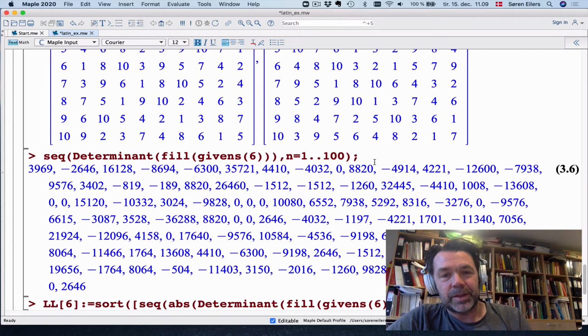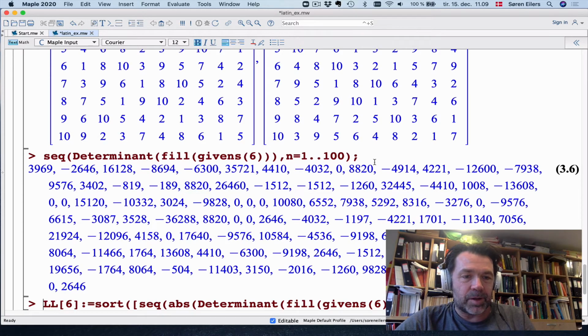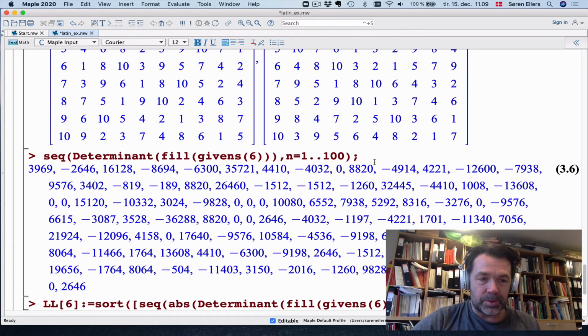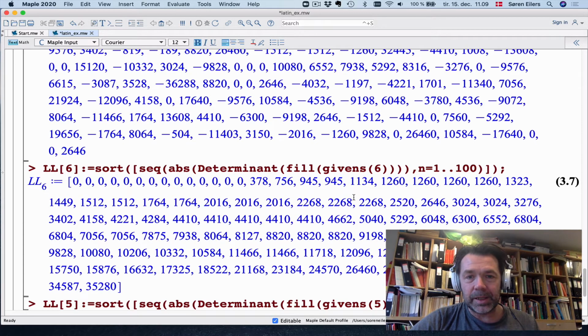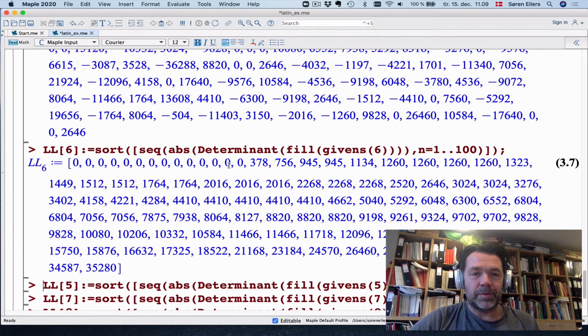If you stare at these numbers, you'll see that there is a common theme, namely that they are all divisible by some specific number. So let's be a little bit more systematic. First of all, I will sort the data. I will also throw away the signs because the signs don't matter. Swapping two rows or swapping two columns will still give a Latin square, and it will change the sign of the determinant, so that's not so important.